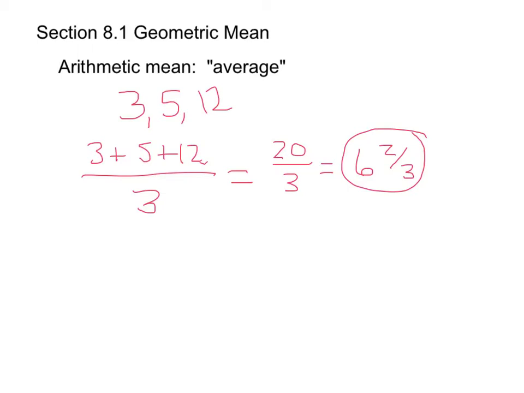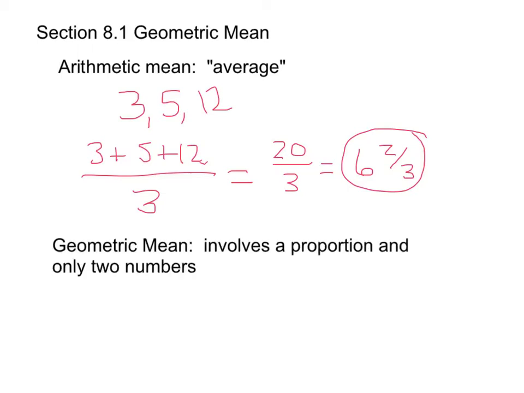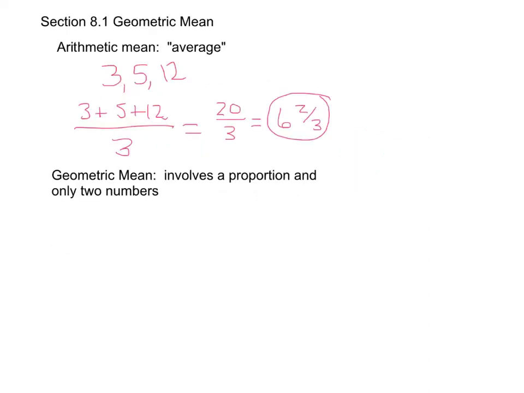The geometric mean is just a little bit different. The geometric mean involves a proportion and it involves only two numbers. So what we're going to ask is, what is the geometric mean between two certain numbers? Well, to do that, we need to define what the geometric mean means. So let's say we have two numbers, and I'm just going to call them A and B.